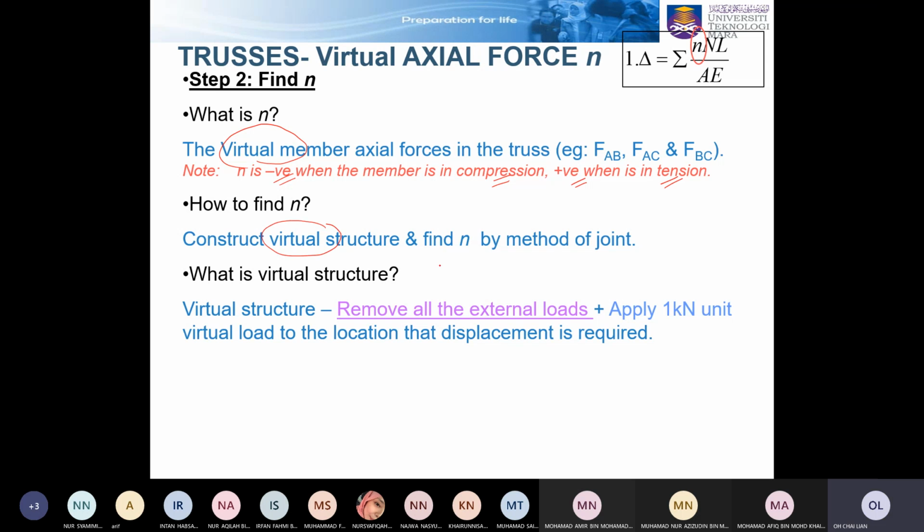What is the virtual structure here? You need to create an imaginary truss. You remove all the external loads, and then you apply a 1 kilonewton unit virtual load. It can be Newton, it can be kilonewton, because this is imaginary. So 1 unit virtual load to the location where you want to determine the displacement. Just now, where do we want to determine the displacement, class?